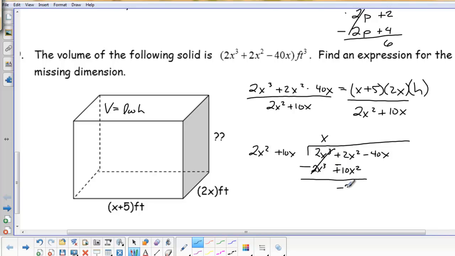I get negative 8x squared minus 40x. What number times 2x squared equals negative 8x squared? And that would be a negative 4. Multiply this throughout the entire binomial. Negative 8x squared minus 40x. Draw the line, change your signs, cancels, and the remainder is 0. The missing dimension, the height of the rectangular prism, is x minus 4.